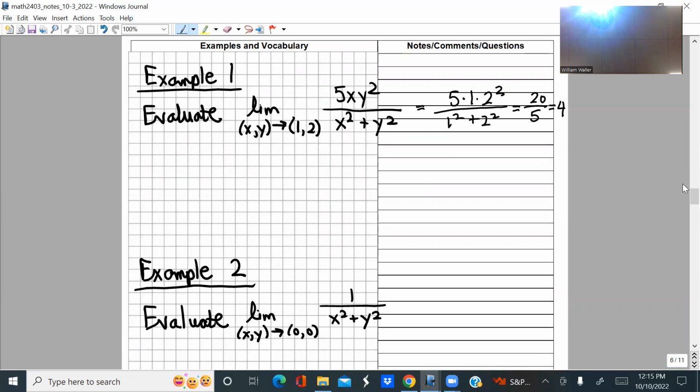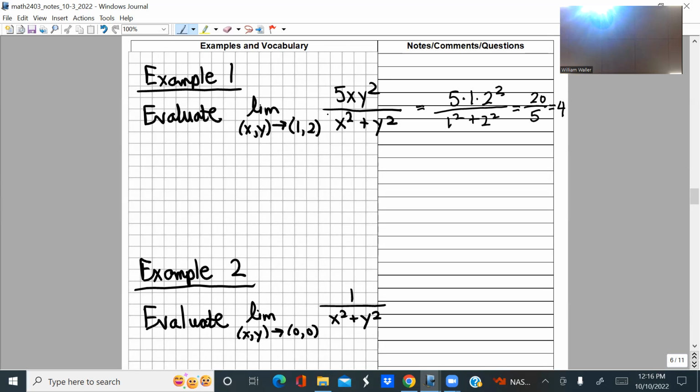So if we can assume that the formula 5x squared y squared over x squared plus y squared is continuous at the point (1, 2), then we know that we can evaluate this limit just by plugging (1, 2) into the formula. Why is that the case?